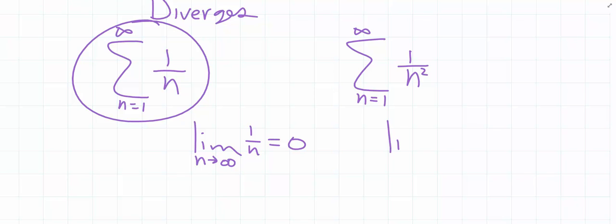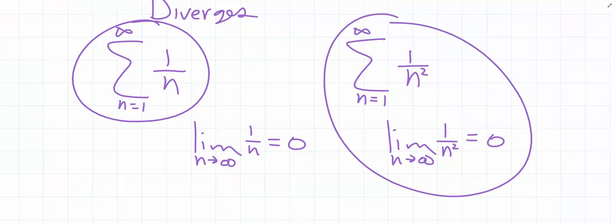On this one over here, though, the limit as n goes to infinity of 1 over n squared equals 0, but this one does converge. So on the one hand, the nth term test gave us the go-ahead. It said, okay, the limit of the inside is 0, so maybe you want to investigate convergence. So we couldn't rule out that it converges.